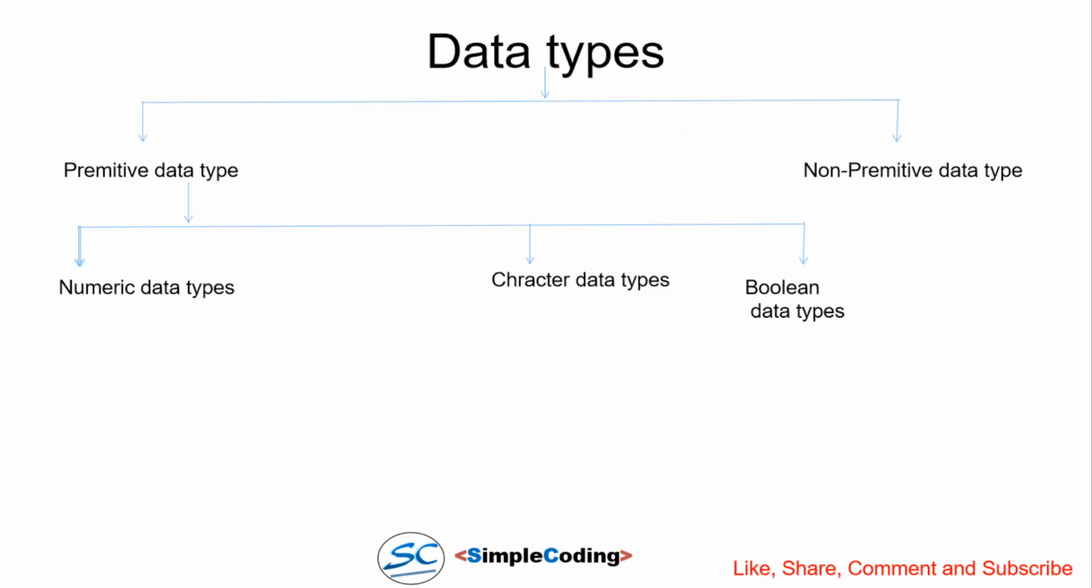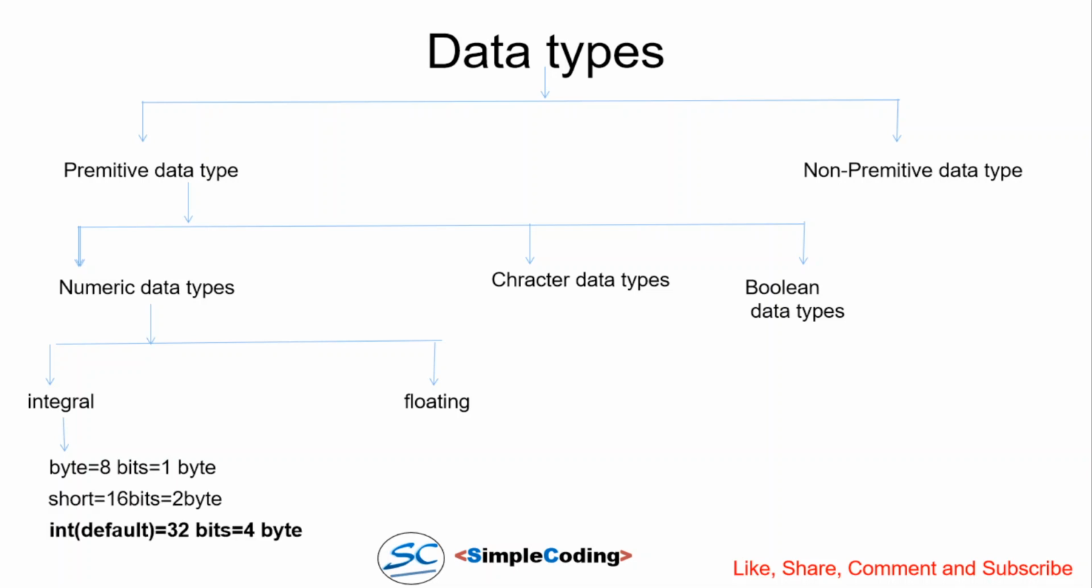Numeric data is a value of numbers. Numbers can be integral or floating, that is, integer or decimal values. In case of integral, we have four types depending upon the size of the data type. First is byte, which is 1 byte, equal to 8 bits. Second we have short, which is 2 bytes. Third we have int, which is 4 bytes. When you perform any operations in Java, the result is usually stored in int format. And the last one is long, which is 8 bytes.